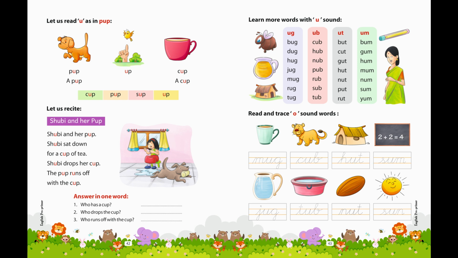Read and trace O sound words. Let's trace these O sound words. Look at the pictures and say the words aloud as you trace. Cup, cat, hut, chalk, jug, tub, nut, sun. Trace each word carefully. Say it loud and clear. You're doing a fantastic job with your vowel sounds.